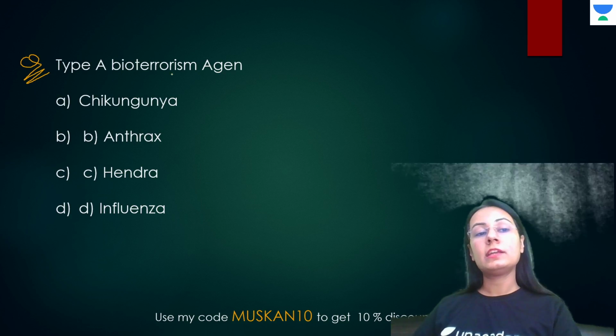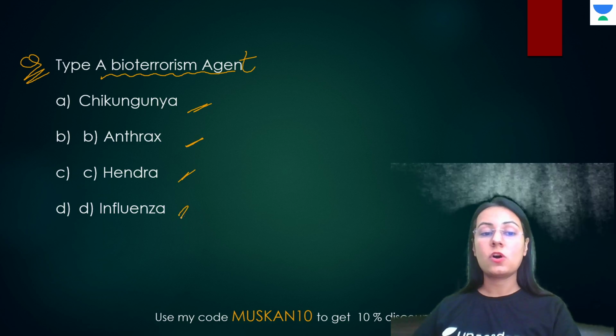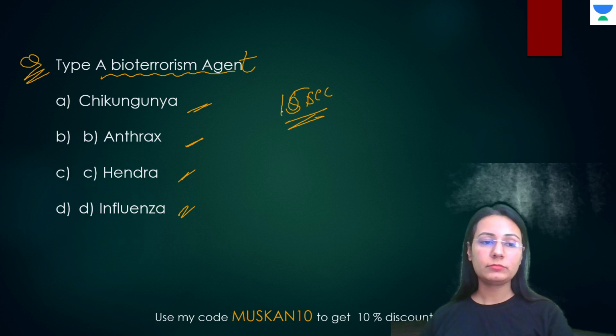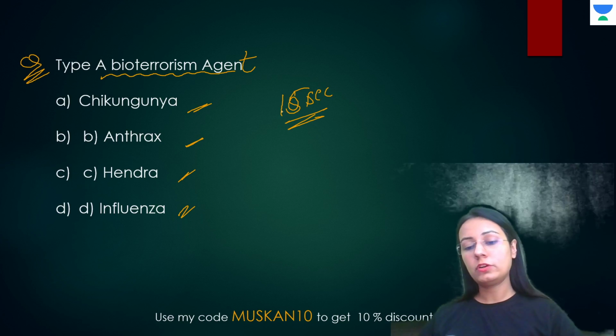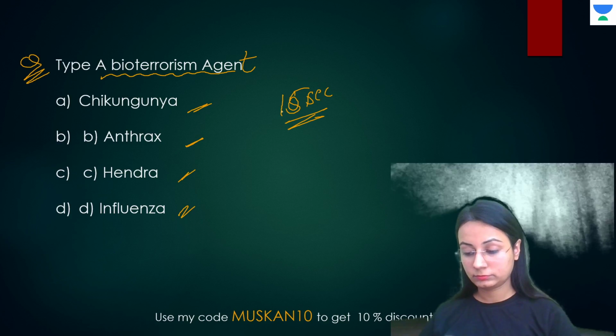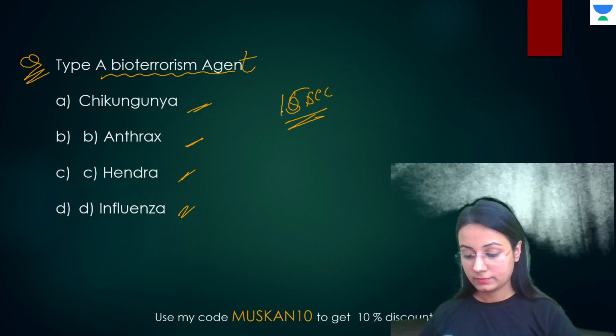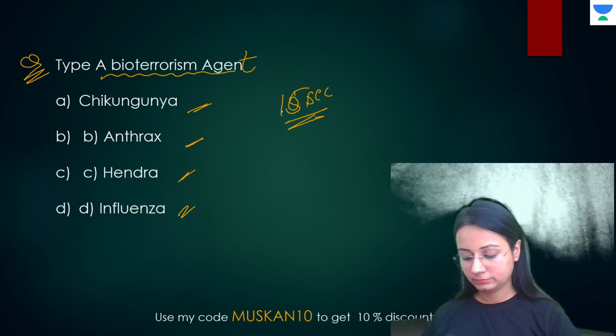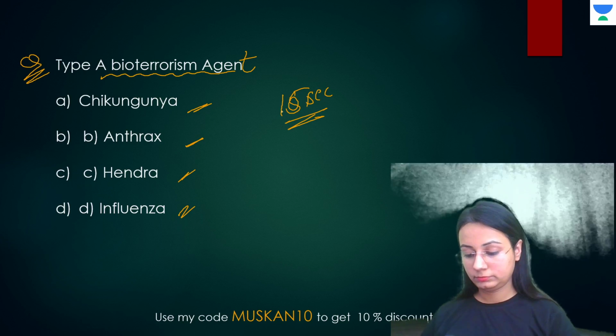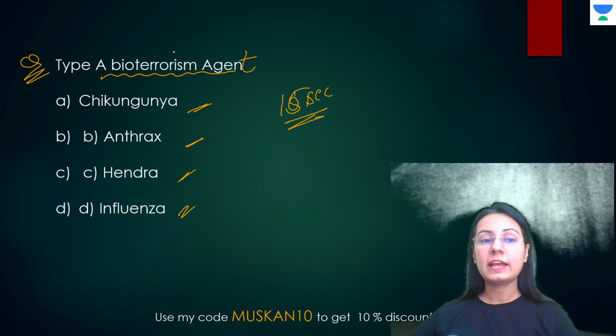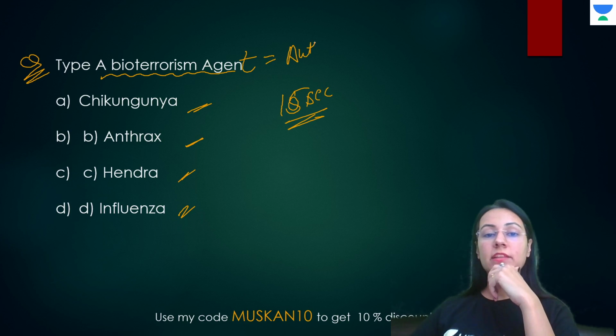All right, come to the next question. Type A bioterrorism agent is chikungunya, anthrax, Hendra or influenza. Okay, 15 seconds for this. So what is a type A bioterrorism agent? It is anthrax. Anthrax. We need to remember.